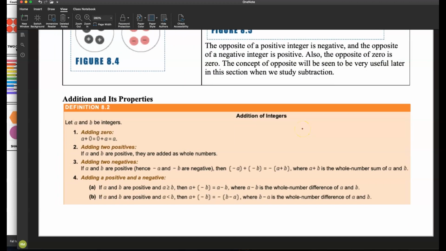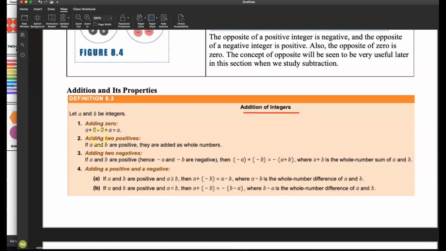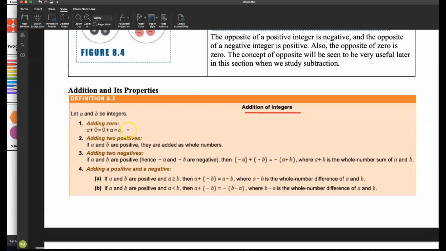We're going to talk about addition and subtraction next. And of course, before we do that, we need to look at properties. Integers are a set of numbers, and we've got all these properties that are involved with other types of numbers that we've talked about before. And here are some properties that go along with integers, some rules. Anything plus 0 is itself. Adding 2 positives, they are added like whole numbers. Adding 2 negatives, take a look at what you do here.